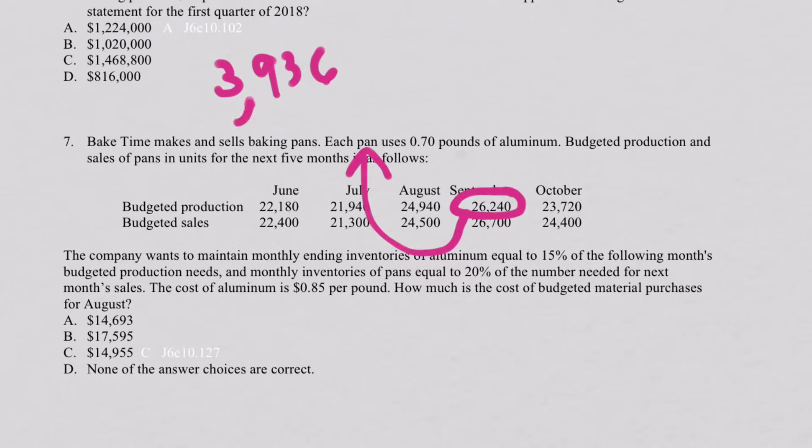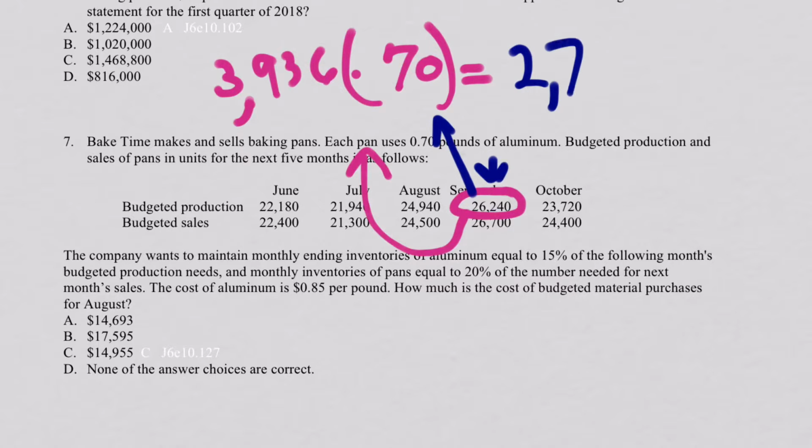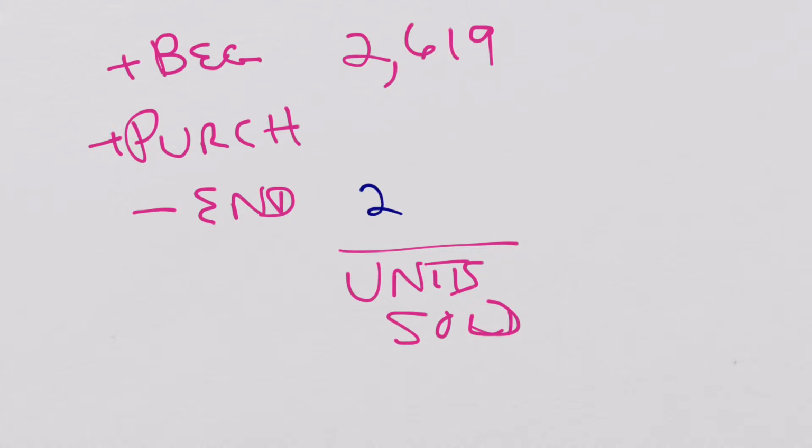And that's at 0.7 pounds, so it's going to be times 0.7. Because again, this number represents units, and it's made up of 0.7 pounds for each unit. And that math will turn out to be 2,755. So let's plug that in here. So now we know that.